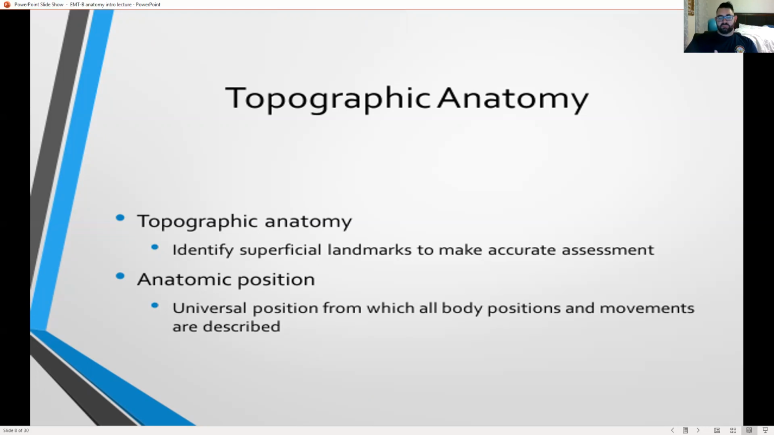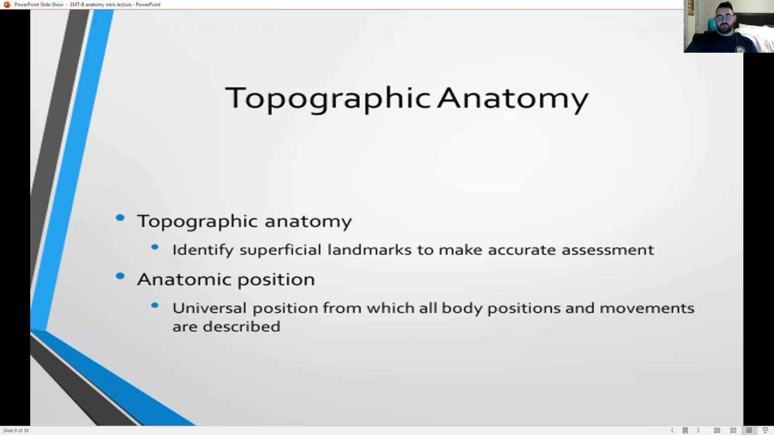We're going to learn about anatomic positions. This is important because anatomic positions are universal positions from which all body positions and movements are described. So when you're describing anatomic positions to a doctor, he'll understand what you're saying, but also when you're charting it, you'll be able to write it and understand it yourself, or when reading.